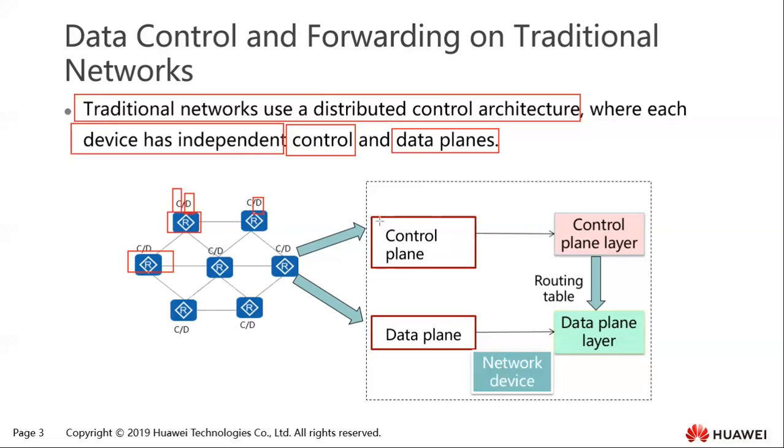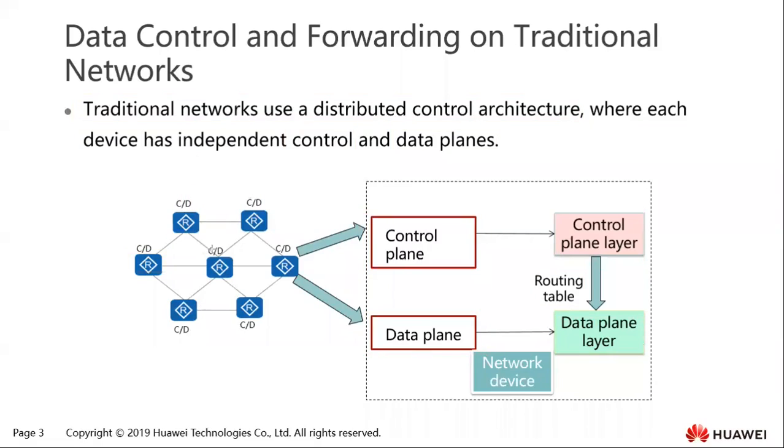Now, as you can see, each device has a control plane and a data plane. So the control plane is used to calculate the routes, put them on the routing table, and then they are forwarded to the data plane. Now, on the data plane, packets are forwarded using what we call the forwarding information base, FIB. So that is how traditional networks process route information and how they also forward packets.